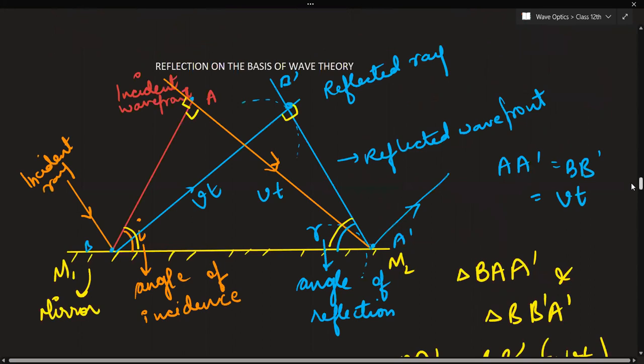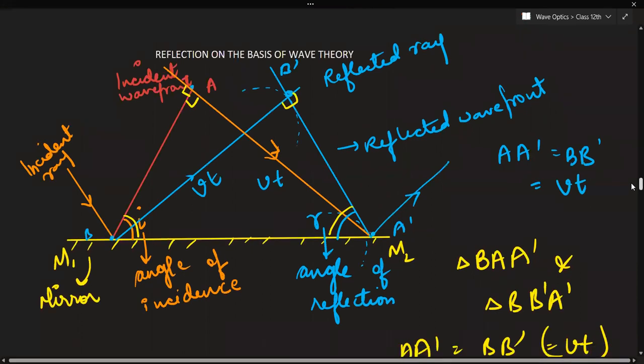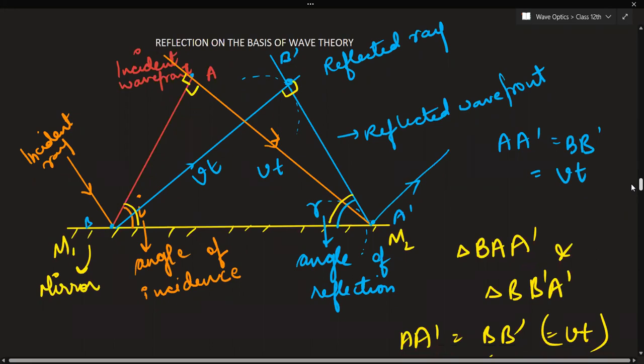But if you have to prove reflection on the basis of wave theory, not ray optics, then do as it is written on the screen. And it's better if you mention Huygens' principle somewhere in your answer sheets whenever such questions are given. Note it down. Reflection is done, then we'll move on to a different topic.